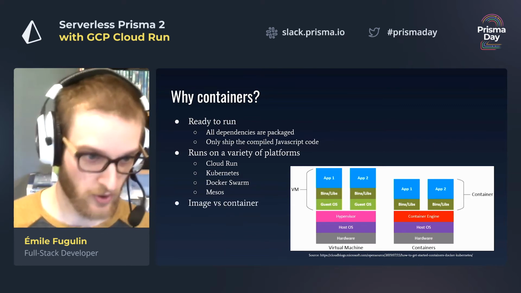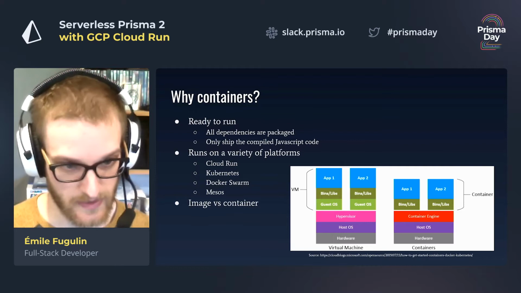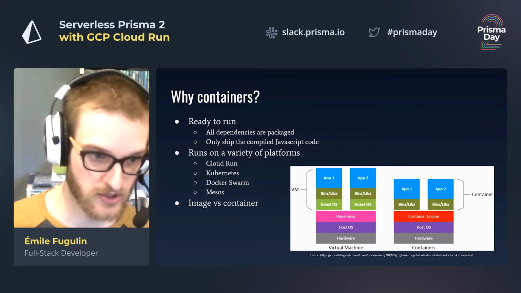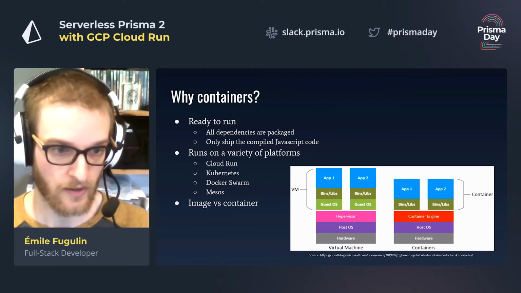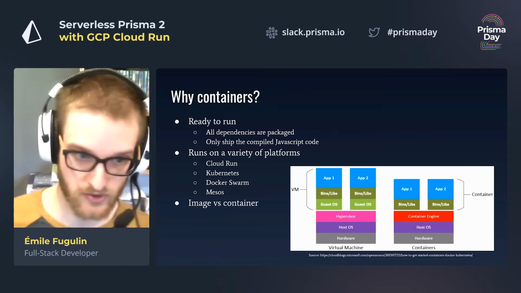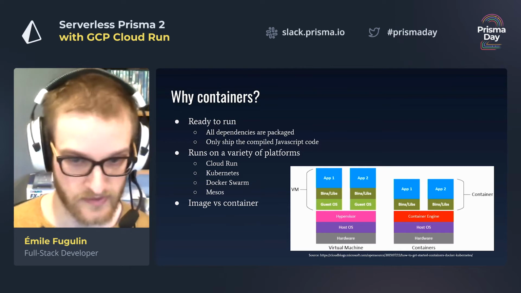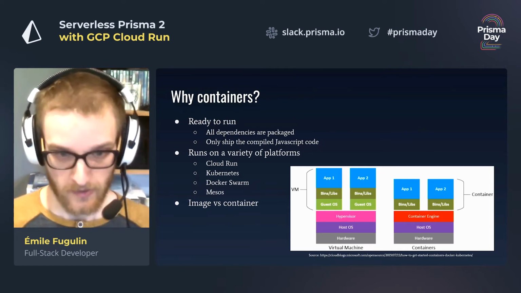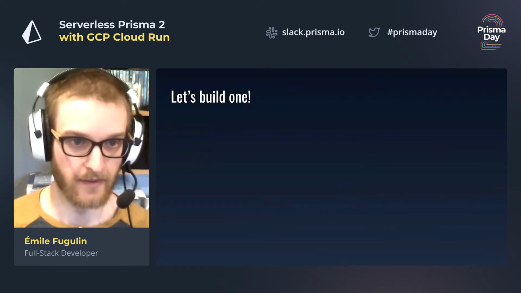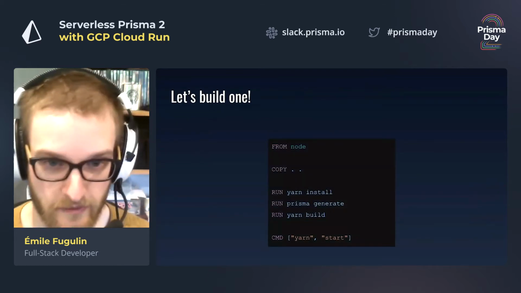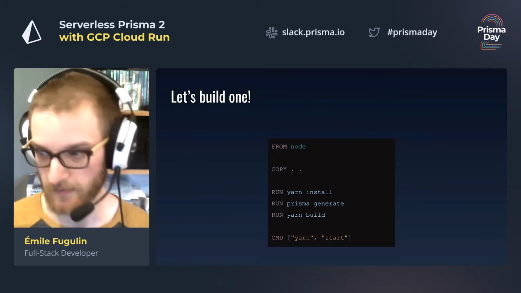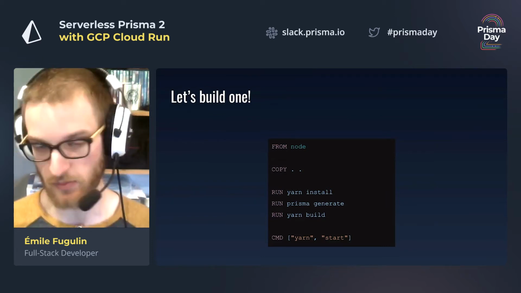And just a small distinction between an image and a container. Usually I want to refer to an image. The image is like a blueprint, and the container is the runtime. Like if you build a house, you have the blueprint and the house. So the container is the house. So let's build one. This is the simplest Dockerfile you usually find for a Node project. It is simple, but is it really good?